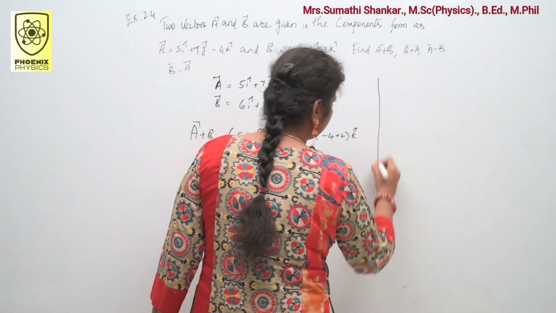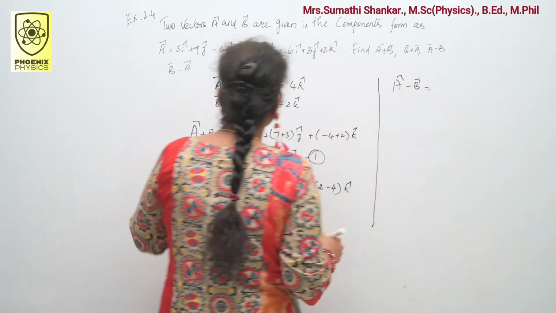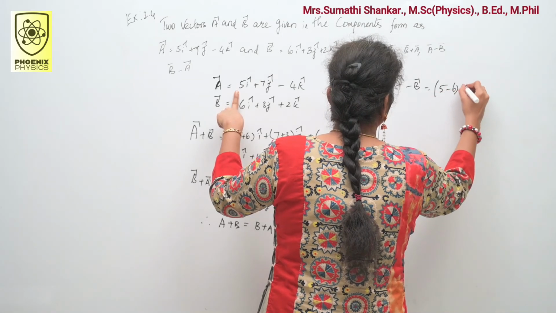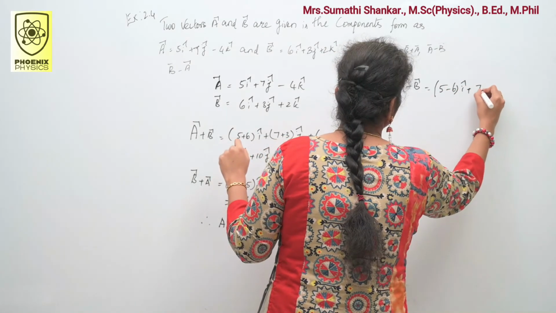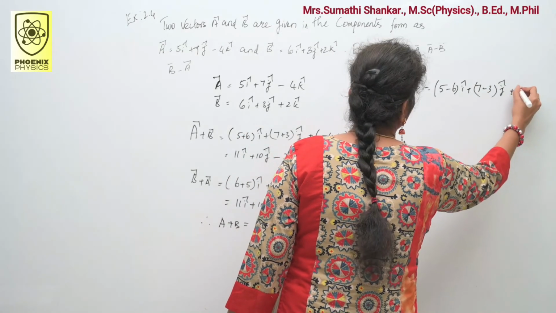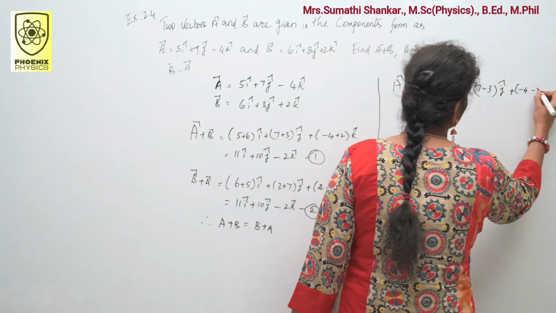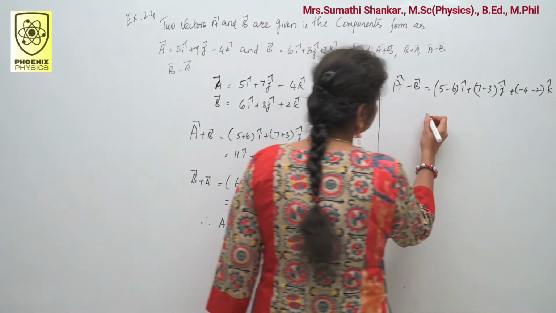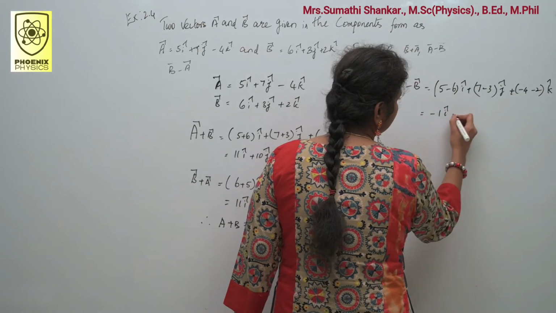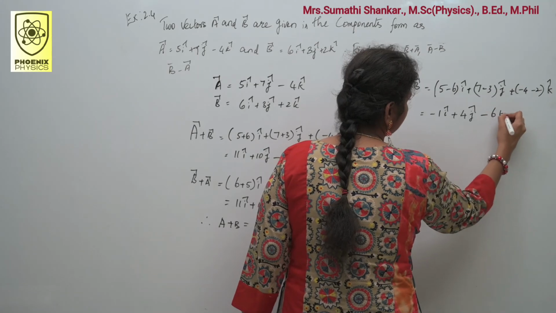Next we are going to find out A minus B. How do you find out A minus B? What is our A? 5 minus 6 i vector plus 7 minus 3 j vector plus minus 4 minus 2 k vector. Here minus 1 i vector plus 4 j vector minus 6 k vector.